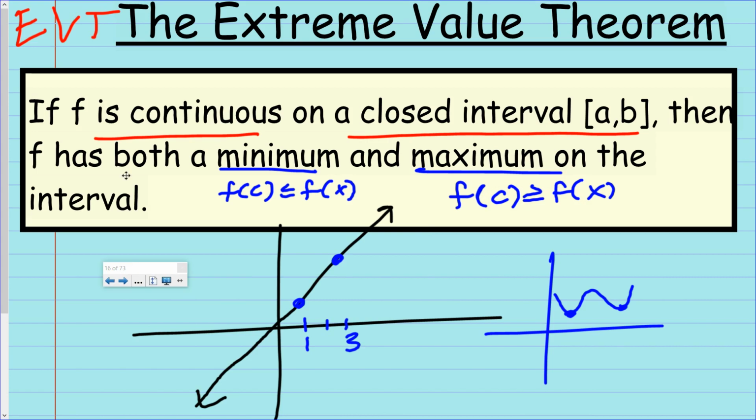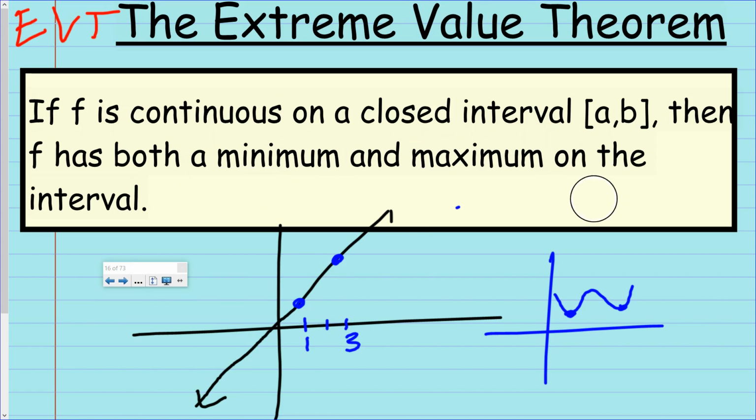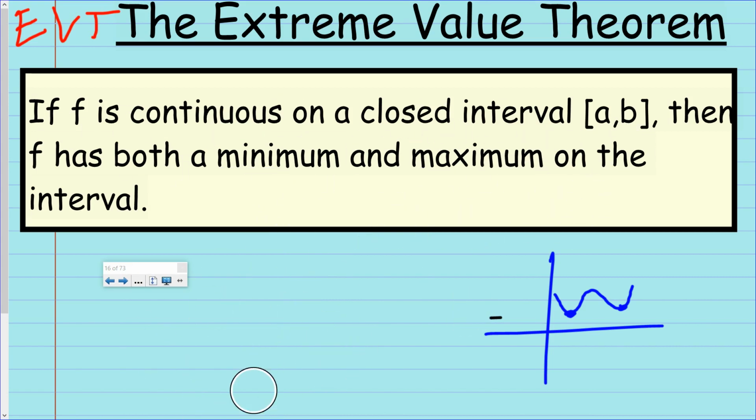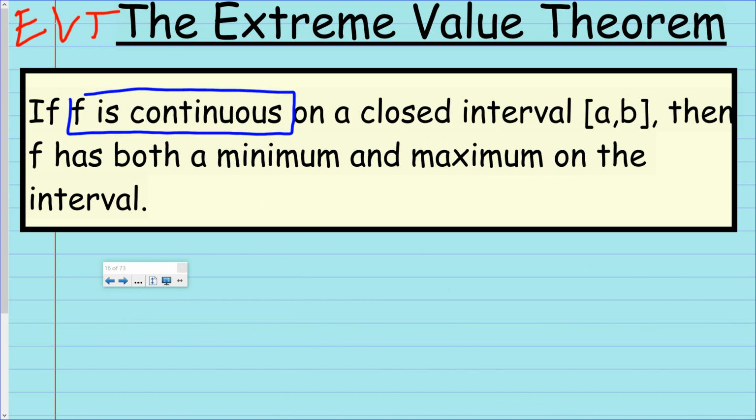Let's move to here. EBT. Okay, this is what EBT looks like, and you need to understand what this says. What it's saying is, if a function is continuous, and you're on a closed interval, so you have something like 1, 5, like it's closed, there's dots at the endpoints, then you're guaranteed to have a minimum and a maximum. You're guaranteed. That's what it's saying.